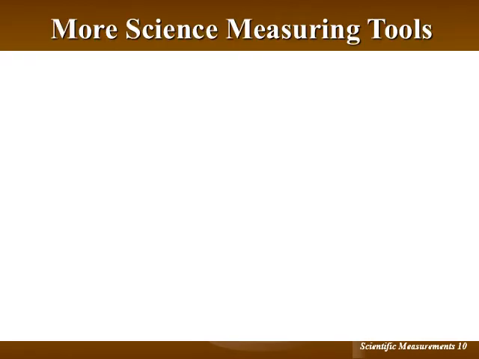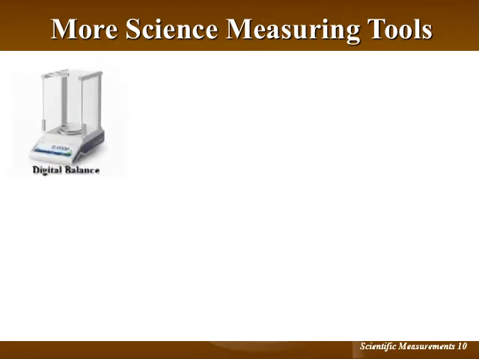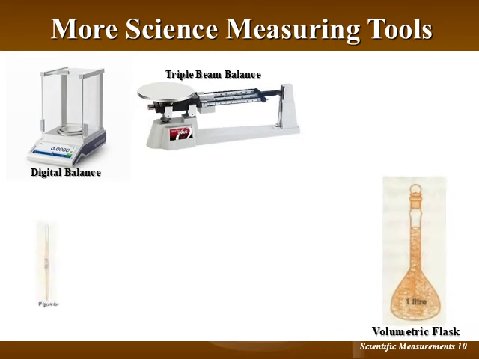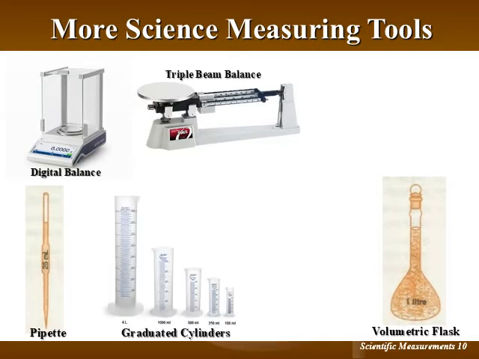More measuring tools that scientists use in their laboratories are shown in these photos. The digital balance and the triple beam balance are used to measure the mass of materials. The volumetric flask and the pipette are used to measure a finite volume of a liquid. Graduated cylinders measure exact quantities of liquids. They come in various sizes, so scientists can use the one that most closely fits the desired volume being measured.